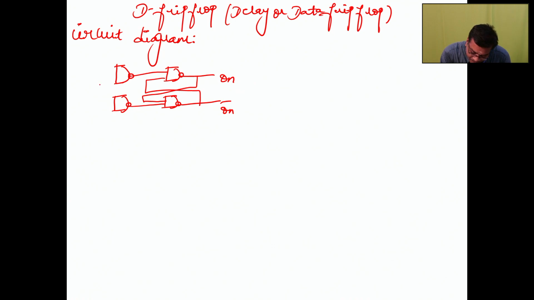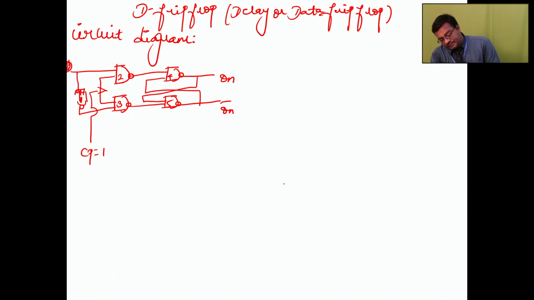Qn and Qn bar. Clock pulse equal to 1. This is the D input here. 1, 2, 3, and this is 4, and this one is 5. So this is the circuit for the D flip flop.